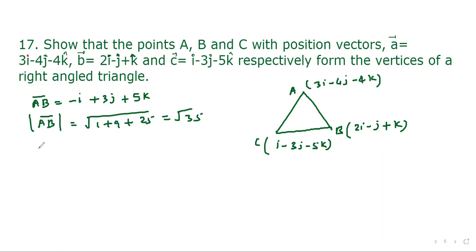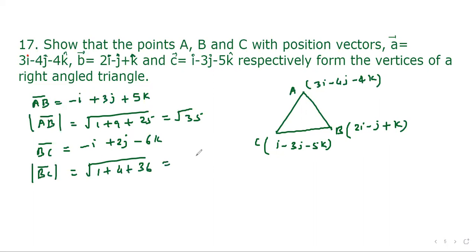Similarly, we find BC. BC vector means difference of the two. So i minus 2i is minus i, then minus 3j plus j is minus 2j, and minus 5k minus k, that is minus 6k. If we find modulus BC, it will be equal to root of 1 plus 4 plus 36, which will be root 41. Now we find AC.